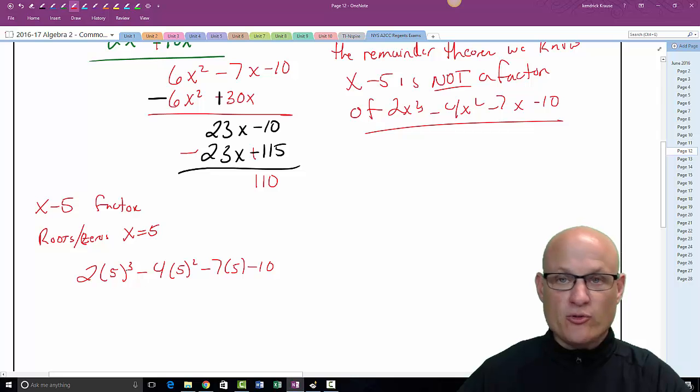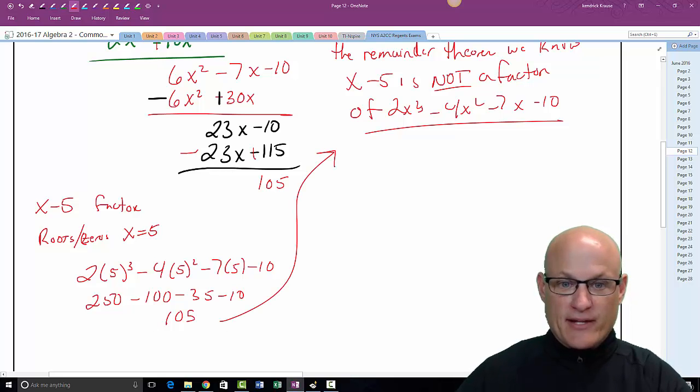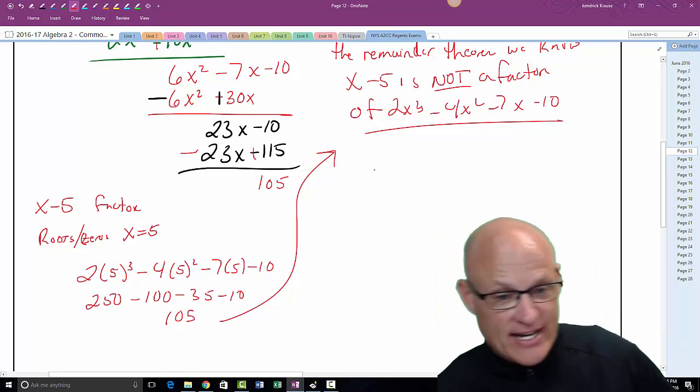So let's see, 5 cubed is 125, so this is 250. I can use my calculator, but I want to. 25 times 4 is 100, minus 35, minus 10. 250 minus 100 is 150, minus 45. What is that, 105? Oh, this should be 105 too, by the way. Not 110. This should be 105. And I get 105 here. Okay, and then same answer. Much easier work. You just had to remember that you're going to plug in 5 and not negative 5.